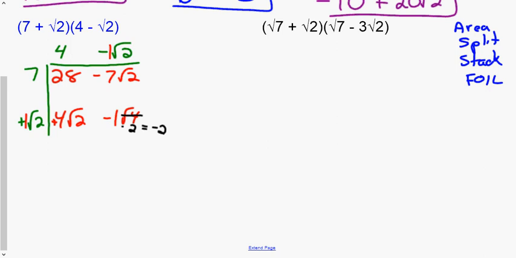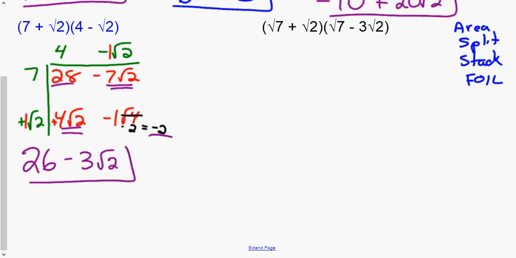Now, I go to collect my like terms. I start with integers. Well, I have an integer here, and I have an integer there. So 28 minus 2, 26. And then I have these like terms. They're both root 2, so they have a like radicand. So just like earlier, we're going to add the coefficients. Negative 7 plus 4 would be negative 3 root 2.